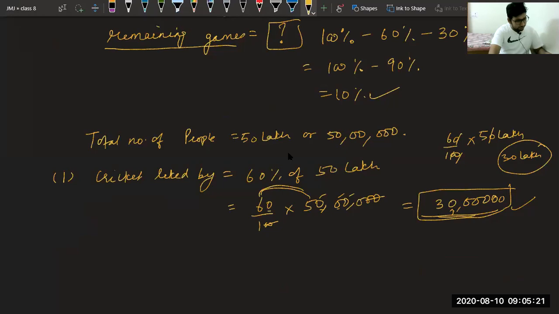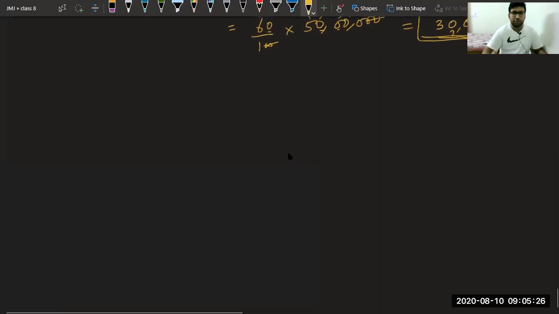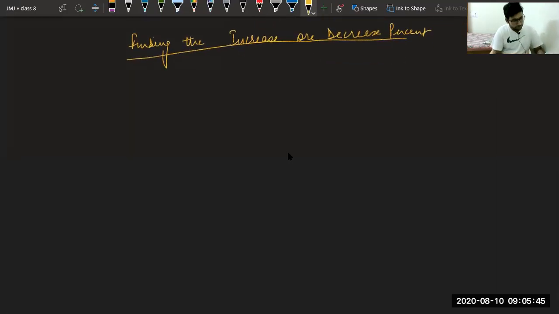Now let us find the next topic. The next topic is finding the increase or decrease percent. Now I will give you some examples and you have to tell me the increase or decrease percent. One example is there. The price of scooter was, okay, before this, let me take the example only.